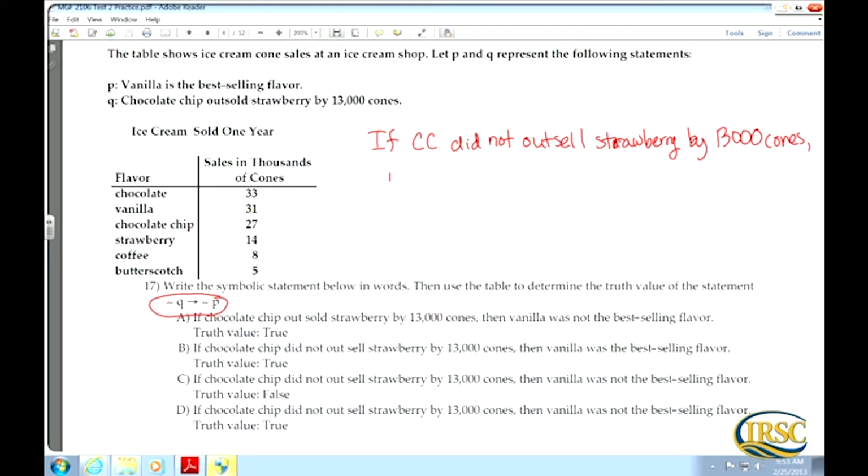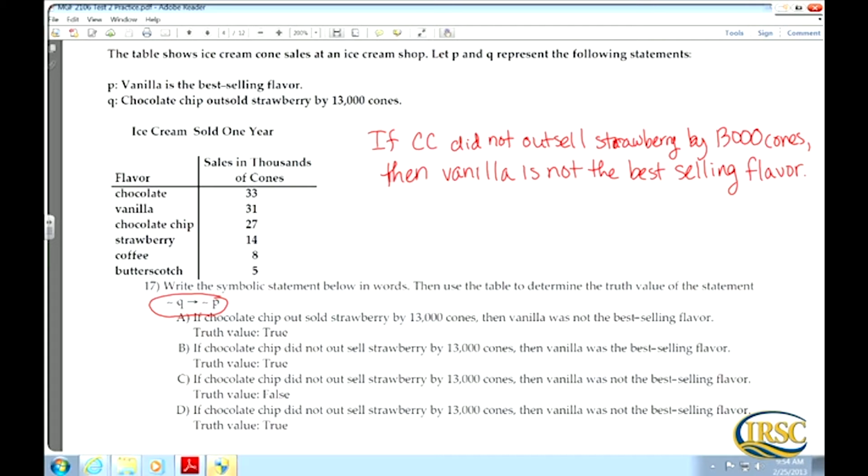then not P. So then vanilla is not the best-selling flavor. Okay, any questions on translating that into words?